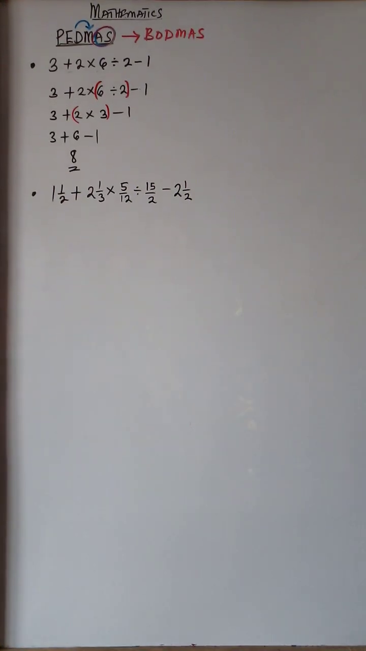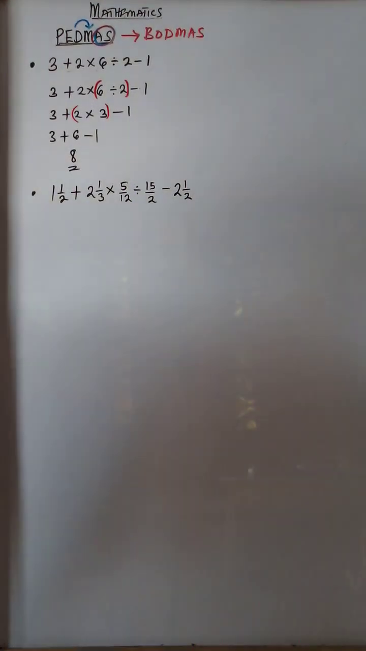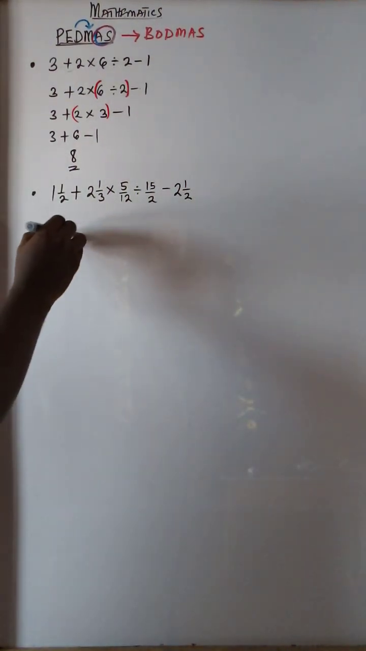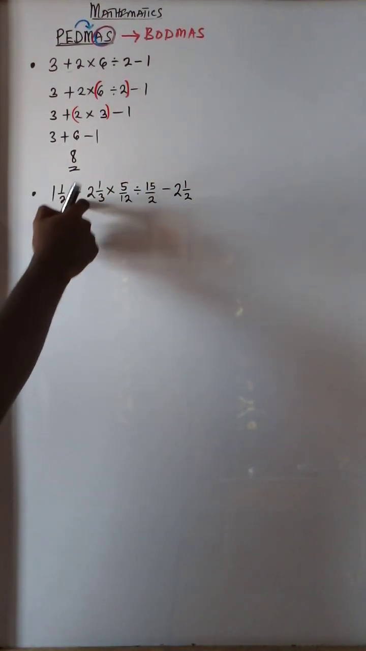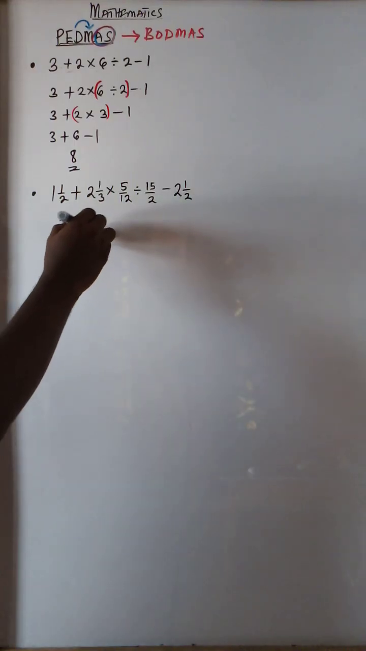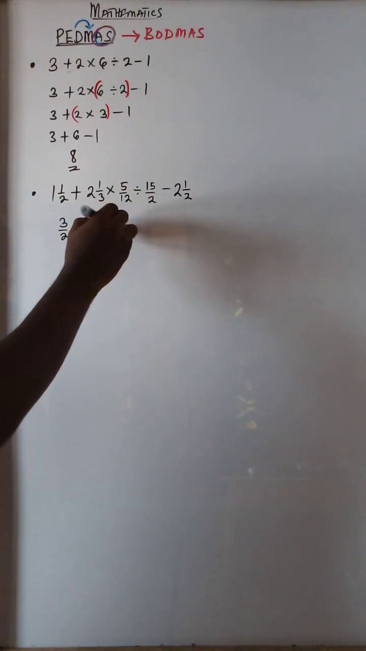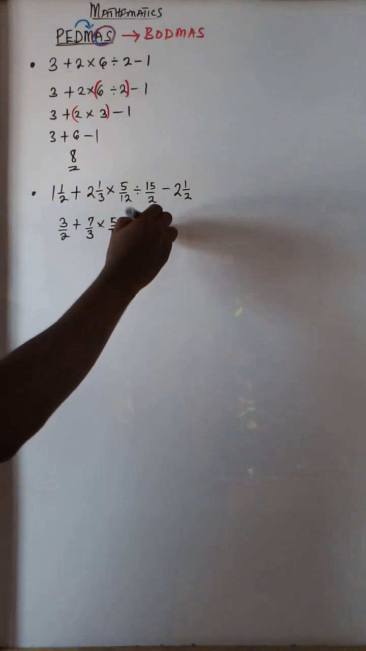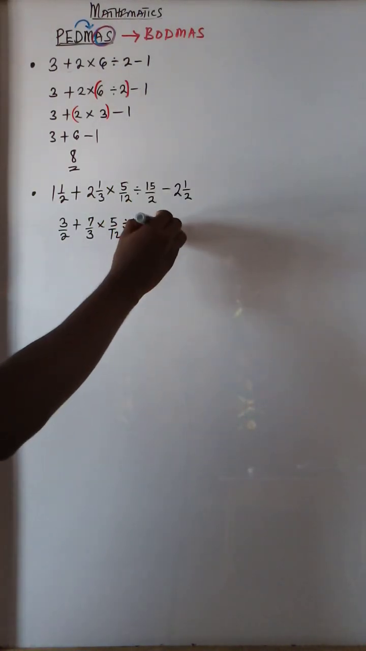Or before that, when you have a mixed fraction, first convert everything to improper. 2 times 1, 2 plus 1, 3. This is 3 over 2. Plus 3 times 2, 6 plus 1, 7 over 3. Times 5 over 12. Divided by 15 over 2. Minus 2 times 2, 4 plus 1, 5 over 2.